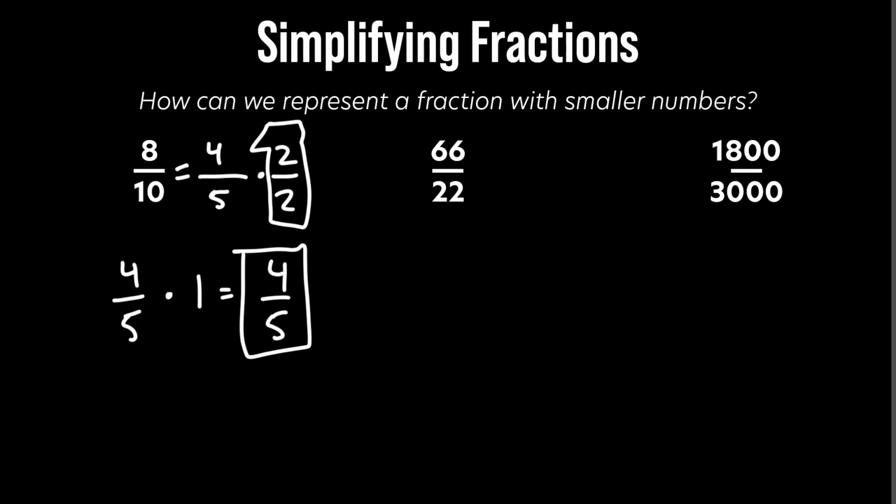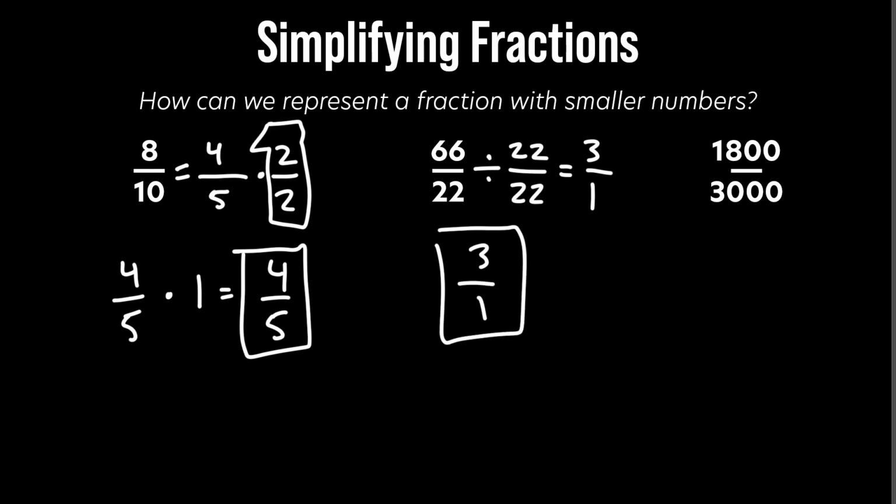Now let's try 66 over 22. 66 is actually just divisible by 22. And so a way we can simplify this is by dividing the top and the bottom by 22. What you'll notice is that if we divide the top and bottom by 22, then we get 66 divided by 22 is 3, and 22 divided by 22 is 1. A way to rewrite this is actually 3 over 1. 3 over 1 is actually equivalent to 66 over 22.